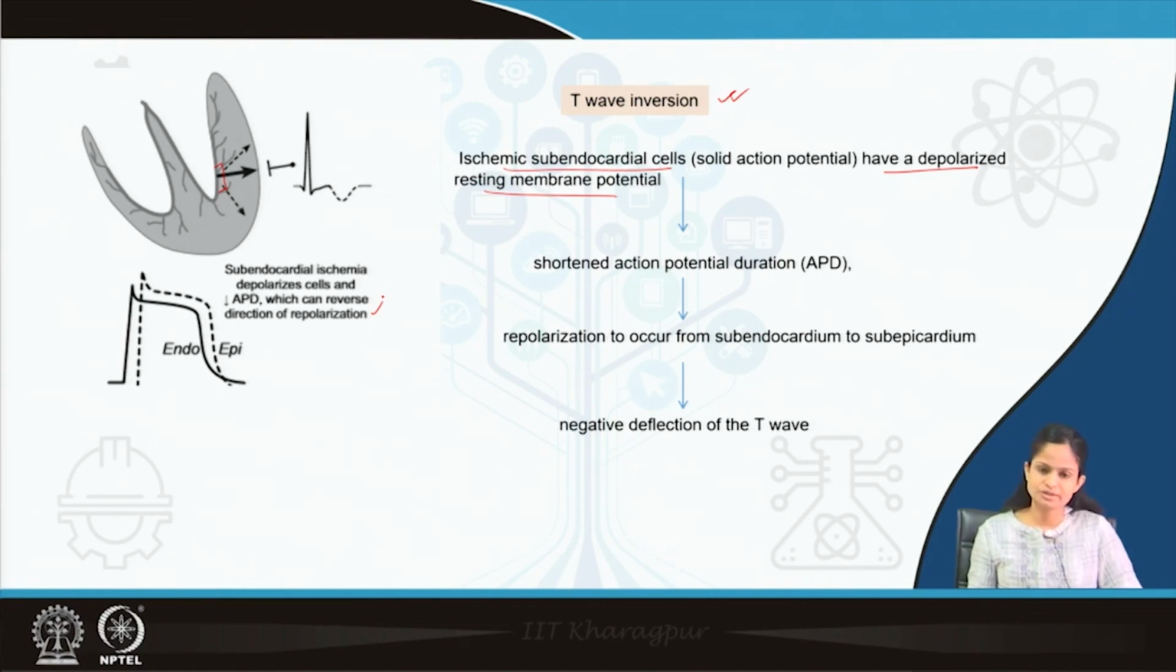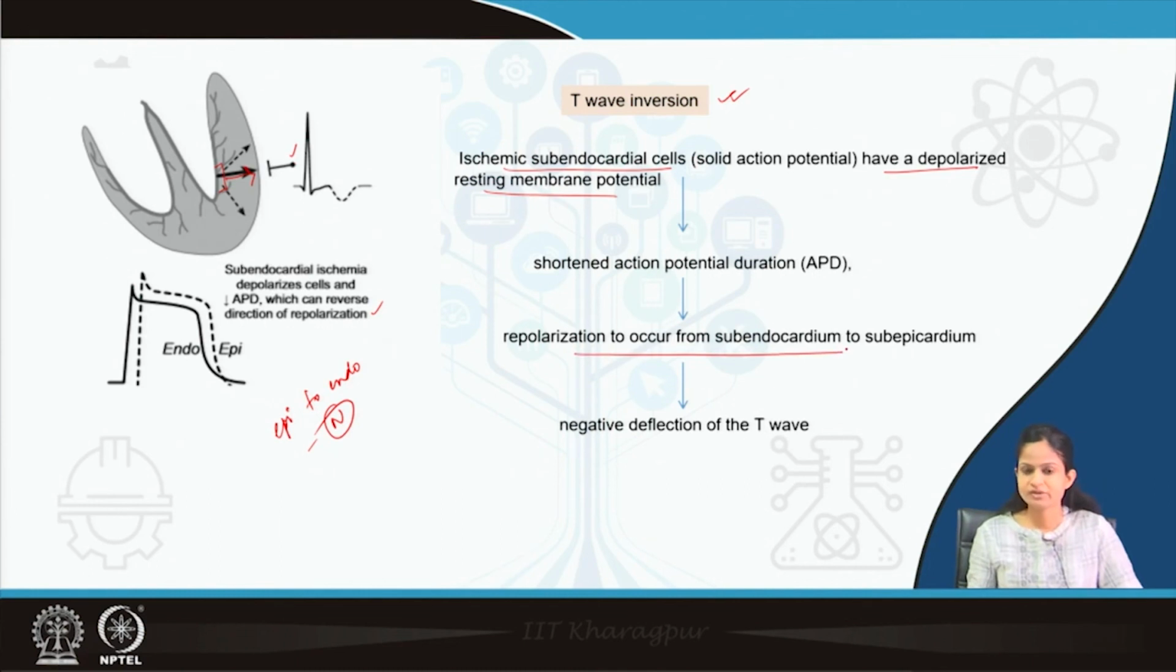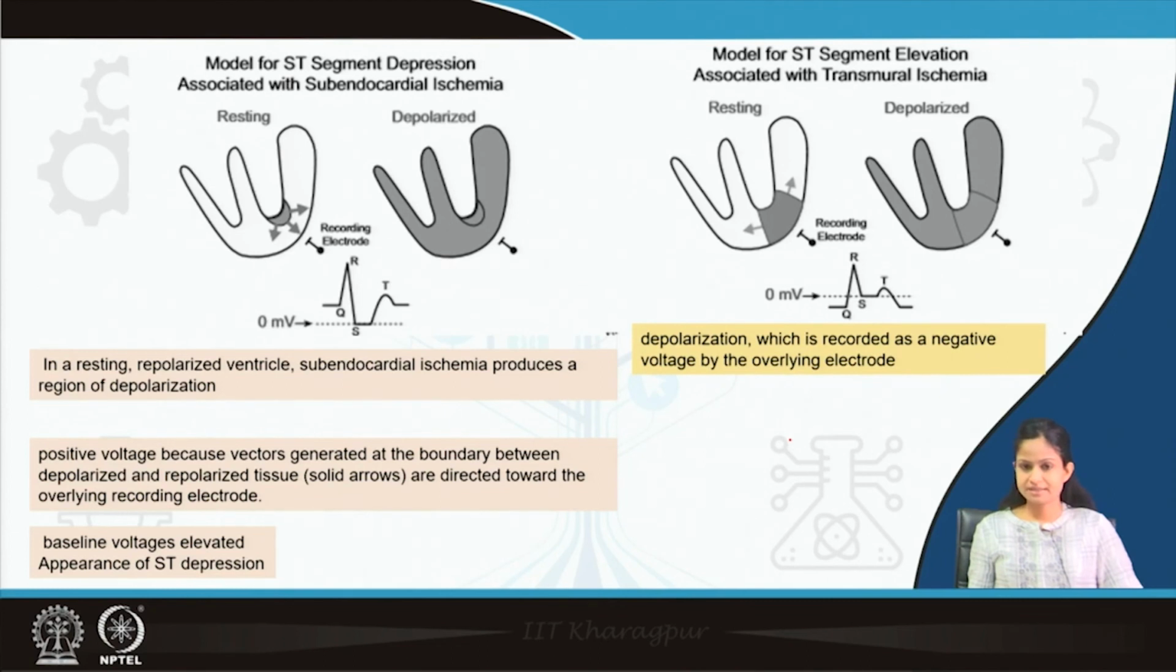In normal ventricular cell, repolarization starts from epicardium to endocardium, this is normal. But here, because the strong vector is directed from the subendocardial ischemic cells towards the exploring electrode, and this vector is the repolarization vector, repolarization occurs from subendocardium to epicardium. Repolarization wave towards the positive electrode will give negative deflection of the T wave. Generally, the normal repolarization wave is away from the positive electrode, that is why we get positive deflection of T waves. So, here we are getting negative deflection of the T wave because of the repolarization wave directing towards the positive electrode.